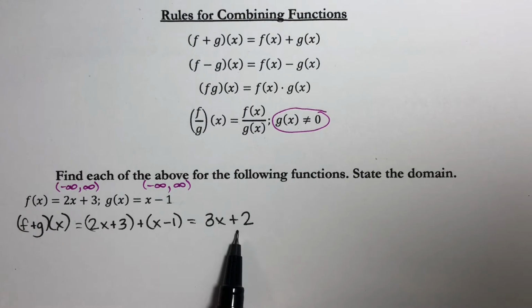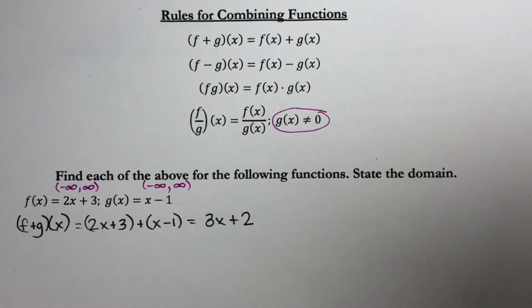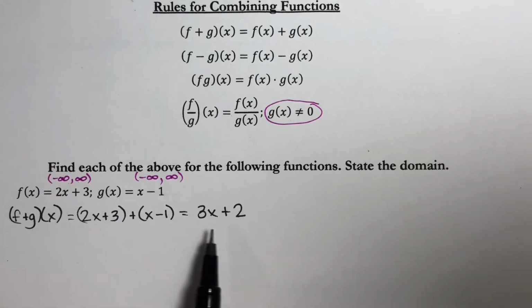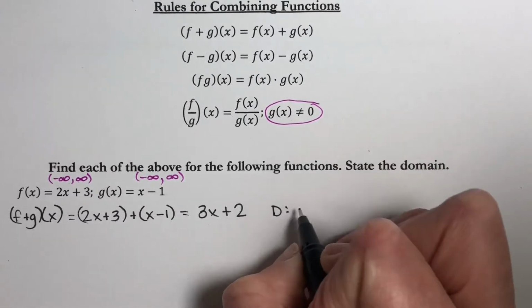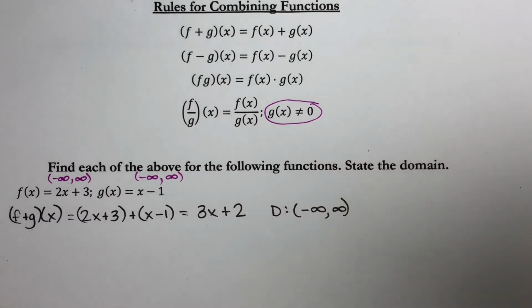Now I look at this to see if I have any issues. I still do not have a square root or a fourth root or any other kind of even root. I still do not have a denominator. So there is absolutely nothing here that can cause a problem, either in either piece that we use or in the answer that we got. So this domain is all real numbers, from negative infinity up to positive infinity.